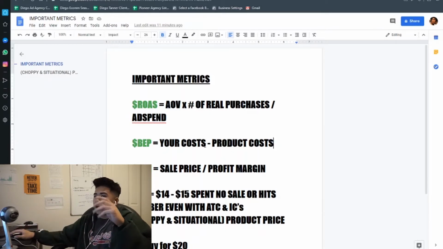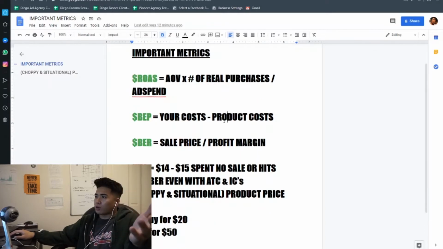So say for example, I have an example here of a client, a full management client. So I made the store and his ads. So it's basically your cost minus the product cost.